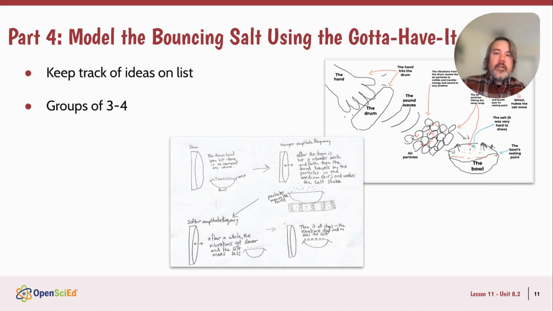So then students are going to model this bouncing salt, right? And so in part 3, they've set up a gotta have it checklist. They're actually going to use that checklist here in part 4 to develop the models. And you're going to get a wide range of models as they work in groups of 3 to 4. You're going to want to support them in keeping track of the ideas that they have used from that gotta have it checklist. And if they discover that they're adding new ideas on their model that aren't on their list, like they thought of something, that's a time for them to go back and update that list.